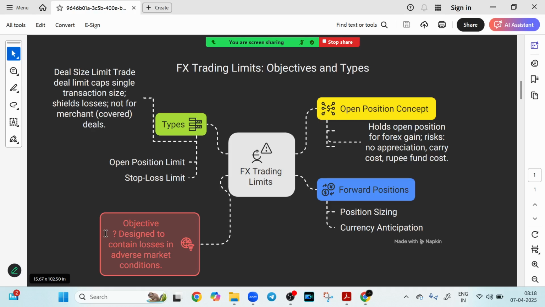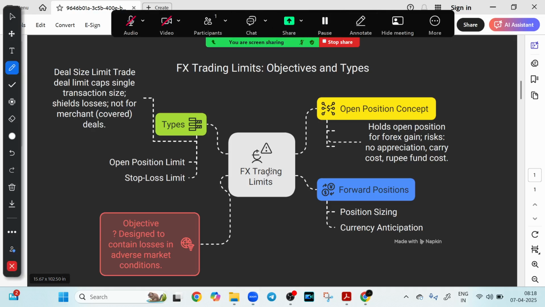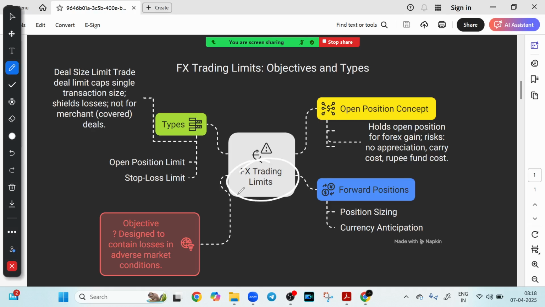So friends, let's dive into a critical control mechanism in forex trading, that is called FX trading limit. Yes, we are talking about FX trading limit, their objective, their types. First thing first, why do we need trading limit? What is the objective of them? See, the core objective is to limit potential loss during adverse market condition. Yes, the main objective is to limit the loss during adverse market condition.